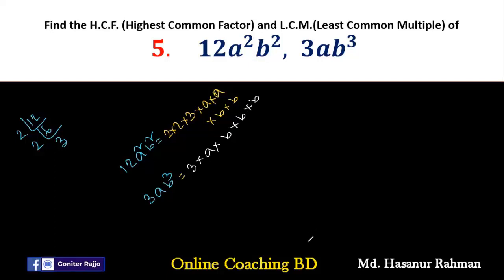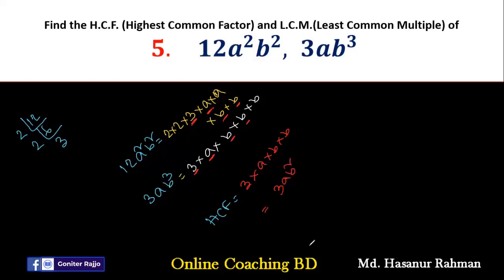Now, we have to find out our HCF and LCM. So, how can we find out? Very simple one. At first, look at this. This 3 is common in both numbers. So, we can take 3. And 1 a is common in both numbers. So, we can take a. What about b? Look, there are 2 b's common in both numbers. So, we can take b square. Now multiply. 3ab square will be our HCF.